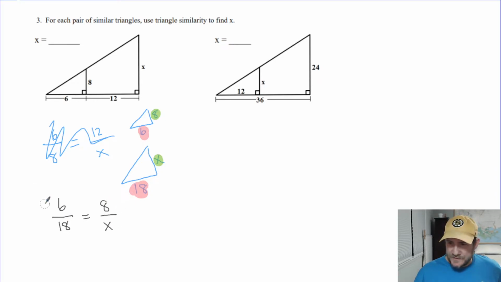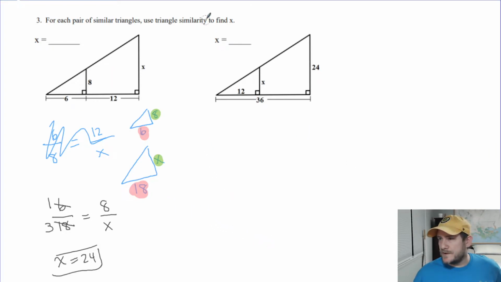And I can reduce a little, so I will. I can factor out a 6 to be left with 1, factor out a 6 to be left with 3, and we're done real fast. If you reduce that fraction, we're done immediately because 1 times x is x, and then 3 times 8 is 24. And that's it. The answer is 24. So moving on to the next one.